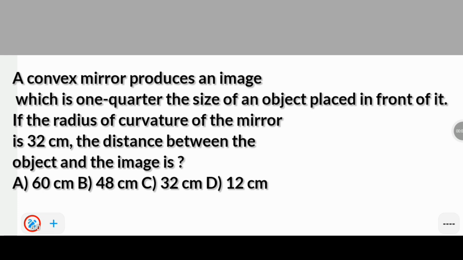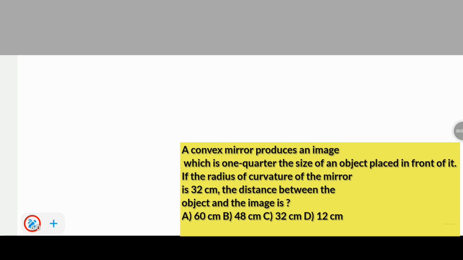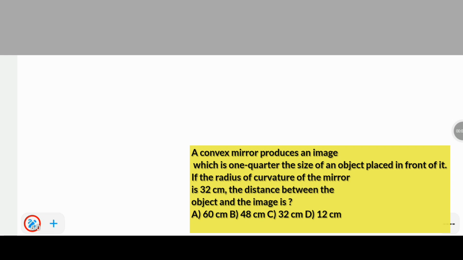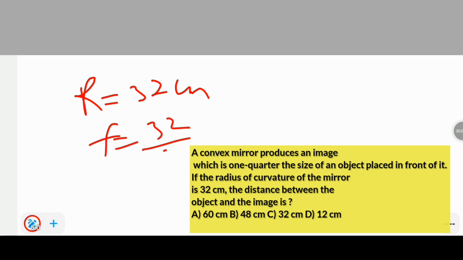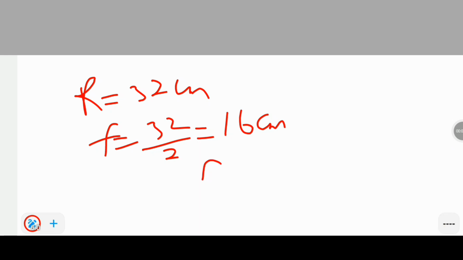So the first thing to do, pick out the parameters from the question. So this is a convex mirror. Don't forget that F will be negative. So you can see from the question that R is 32. So your F will be 32 over 2. That will be 16. So since it's a convex mirror, F is going to be minus 16.